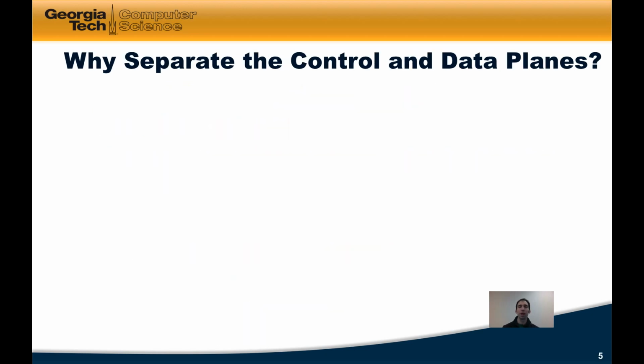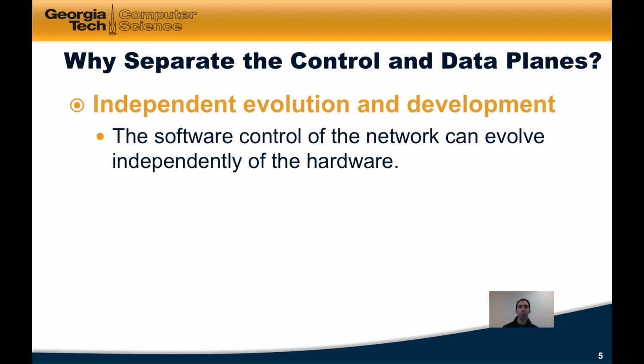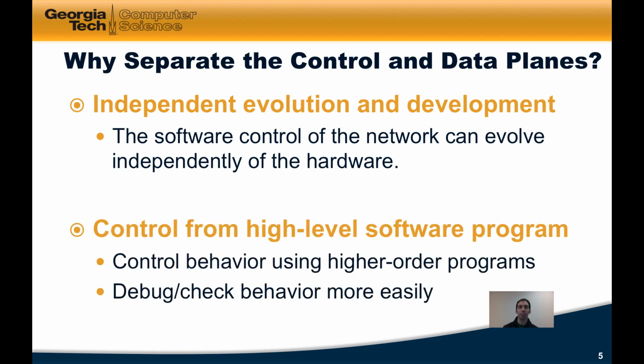So why separate the data plane and the control plane? One reason is that by separating the data plane and control plane, each can evolve and be developed independently. In particular, the software control of the network can evolve independently of the hardware. That means one can buy routers, switches, middle boxes, and so forth, deploy them in the network, and not be bound by the capabilities of software that ship with the hardware at that particular time.